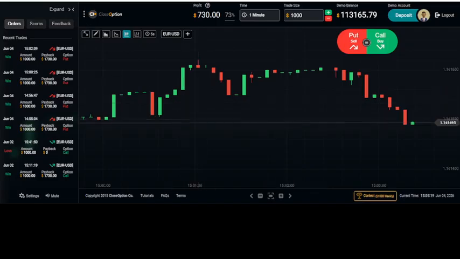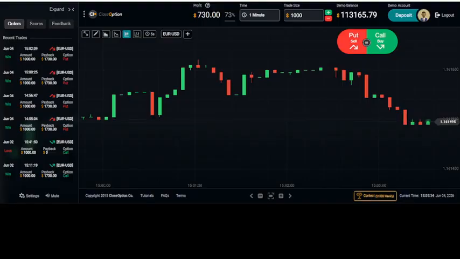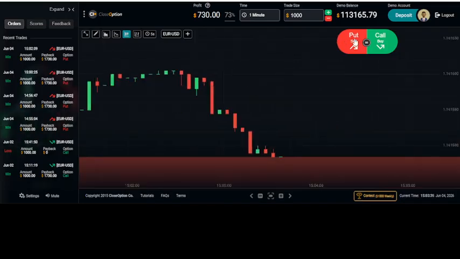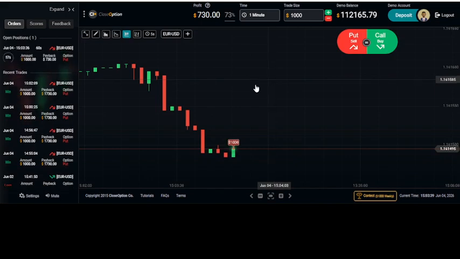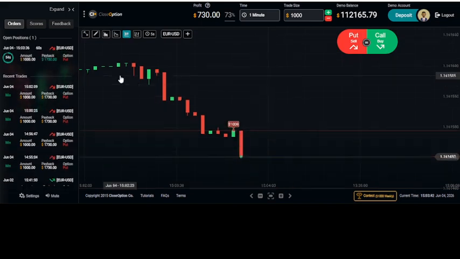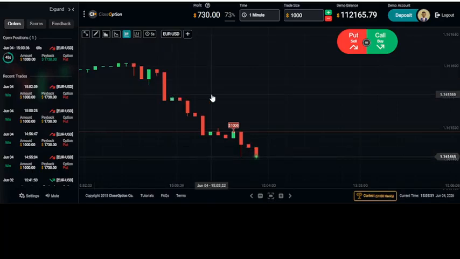What you do next, let's go back to the indicator again, the TradingView indicator, and okay, it's still at sell, so let's go back, take another put trade, another sell trade here. Let's monitor this trade.